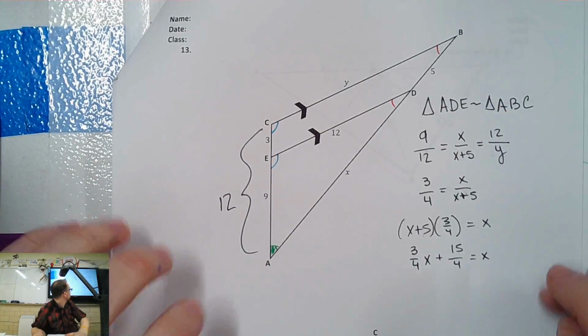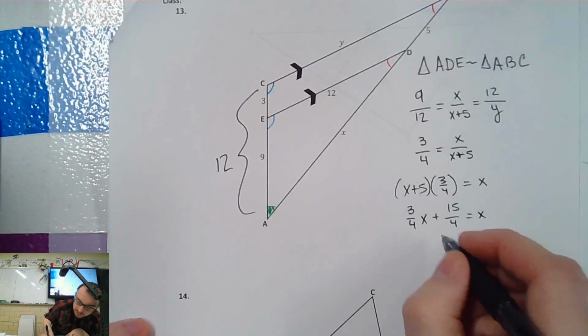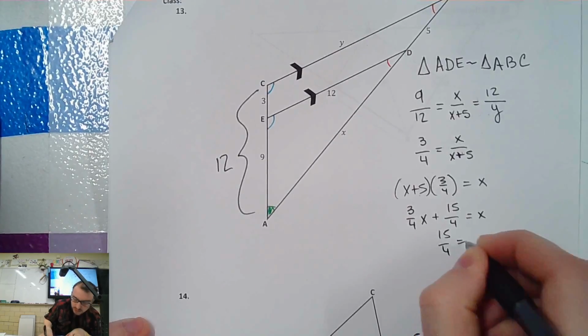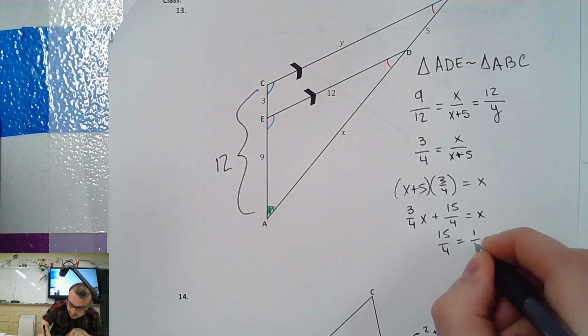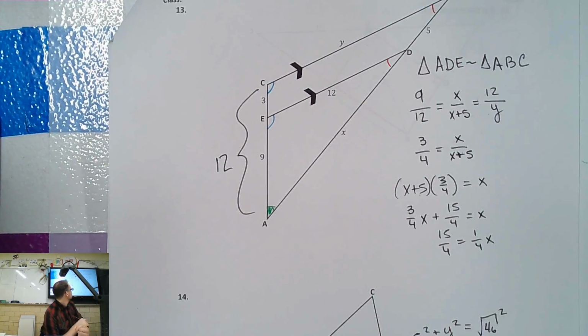Something like that. I can subtract 3/4. What's 1x minus 3/4? X. How much is left over? 1x minus 3/4 of x. 0.25, a quarter of x, right?